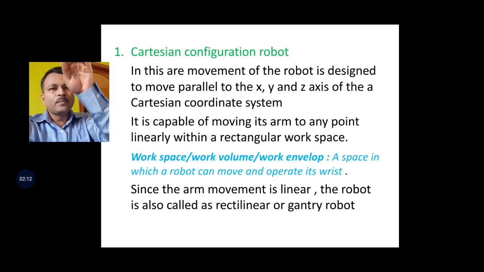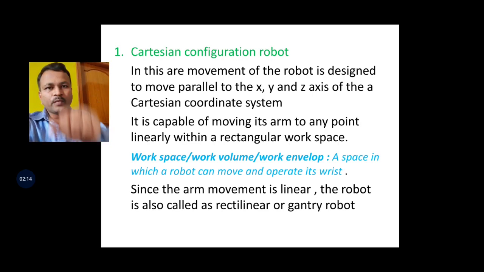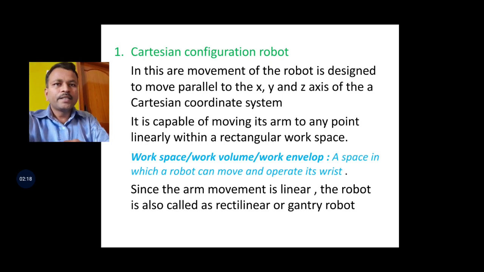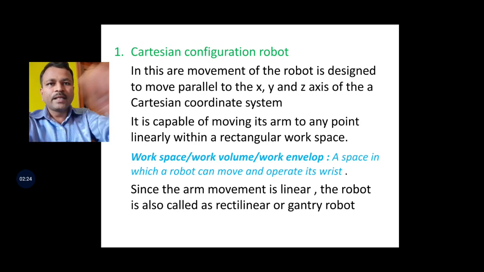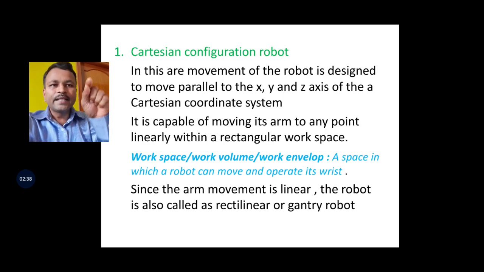So this is, for example, the y direction. In this y direction it will move up and down. Next, the x direction. This is a linear movement. Next, this is the z direction, up and down motion. So x, y, then z. In these 3 directions, it forms a rectangle. That is why it is also called a rectilinear or gantry robot.